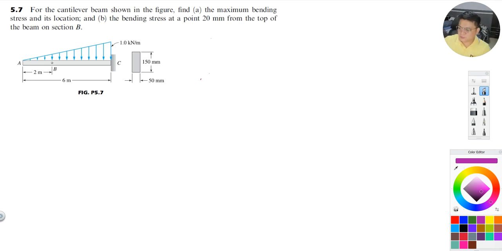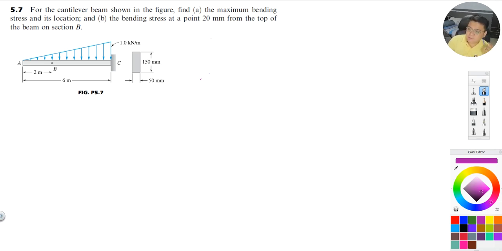Okay, so let's have this problem. For the cantilever shown in the figure, find maximum bending stress and its location. And letter B, the maximum bending stress at a 20 millimeter from top of the beam on section B. Alright. Unahin muna natin yung A, okay?